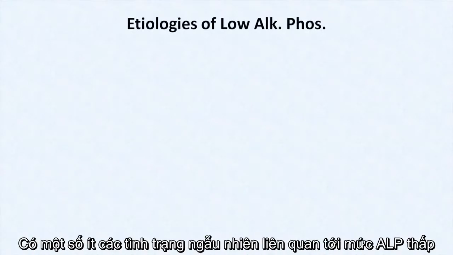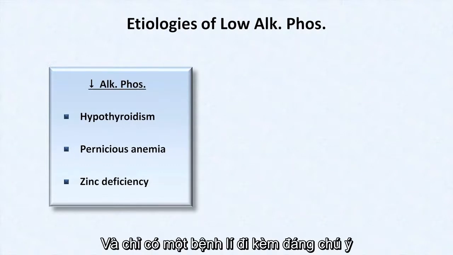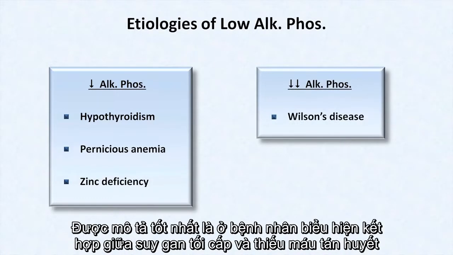While there really isn't such a thing as a pathologically low AST, ALT, or GGT, there are a small handful of random conditions that are associated with a low alkaline phosphatase level. For example, hypothyroidism, pernicious anemia, and zinc deficiency. And one really interesting association is an extremely low ALK-Phos level seen in Wilson's disease, which appears to be best described in patients presenting with a combination of fulminant hepatic failure and hemolytic anemia.